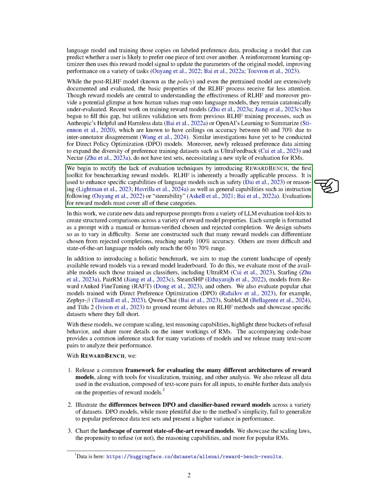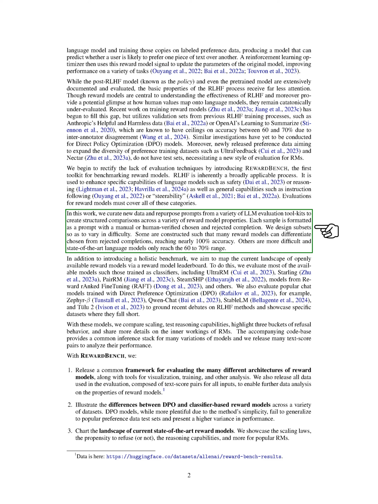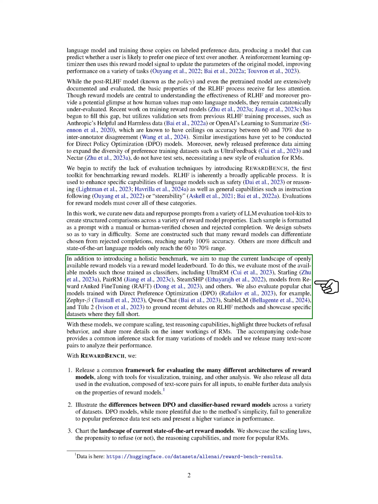RLHF is a versatile process used to enhance specific and general capabilities of language models, such as safety, reasoning, instruction following, and steerability. Evaluations of reward models need to encompass all these aspects. We have curated new data and repurposed prompts from various LLM evaluation toolkits to create structured comparisons across different reward model properties. These comparisons vary in difficulty, with some prompts allowing many reward models to achieve high accuracy, while others pose a challenge even for state-of-the-art language models.